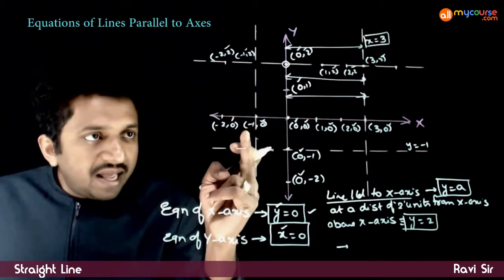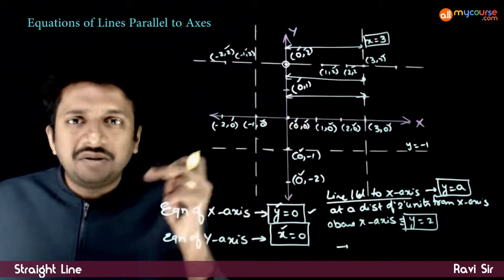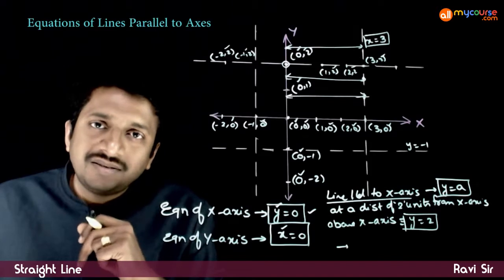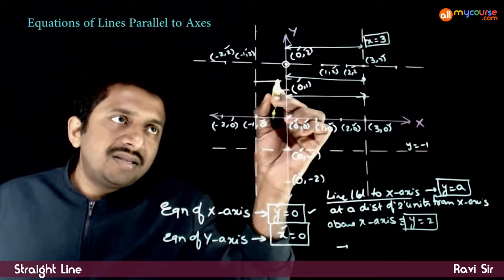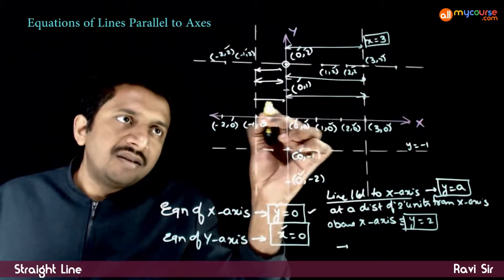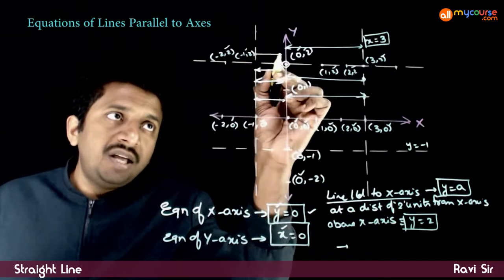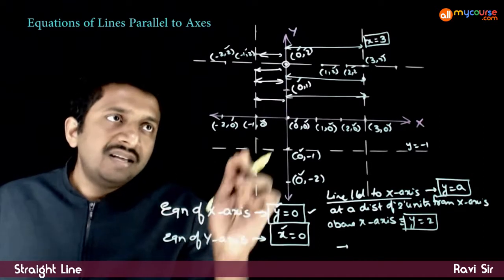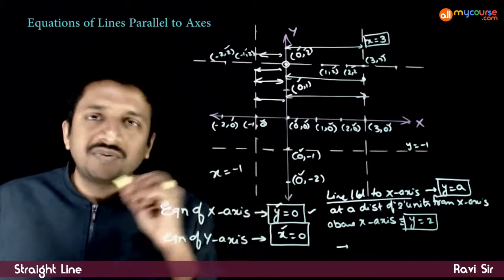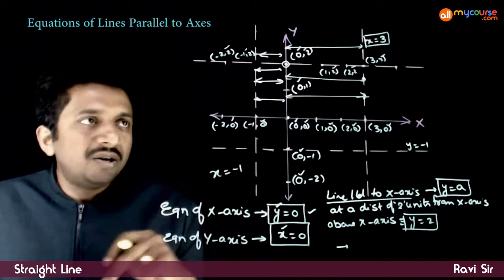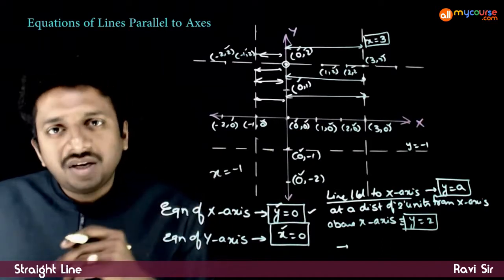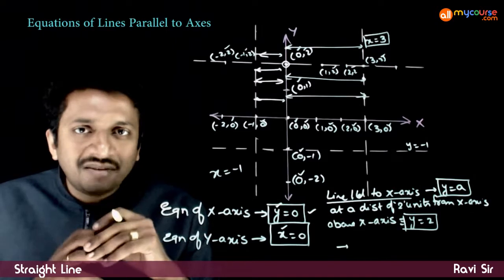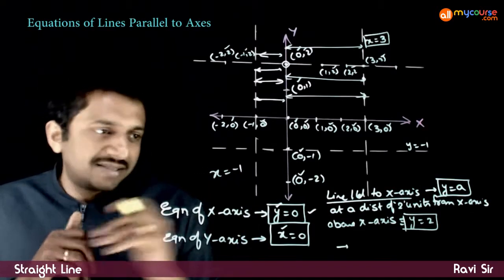If you take a line parallel to y-axis which is passing through minus 1, 0, you can see that the distance from y-axis of any point on this line will be equal to 1 unit in the negative direction. So what is the equation of this line? X is equal to minus 1. So this is x is equal to minus 1, x is equal to 0, x is equal to 3, and so on.